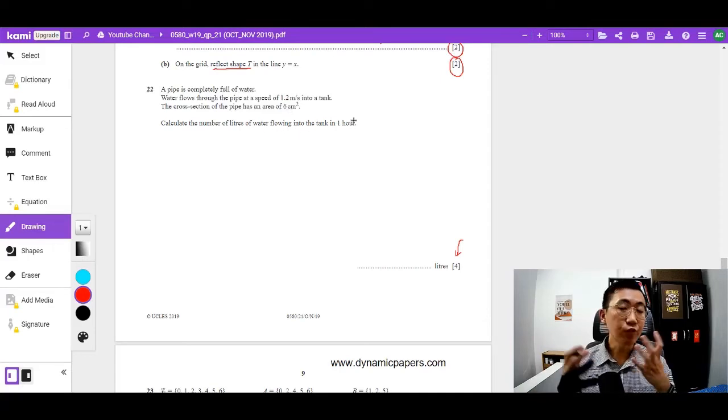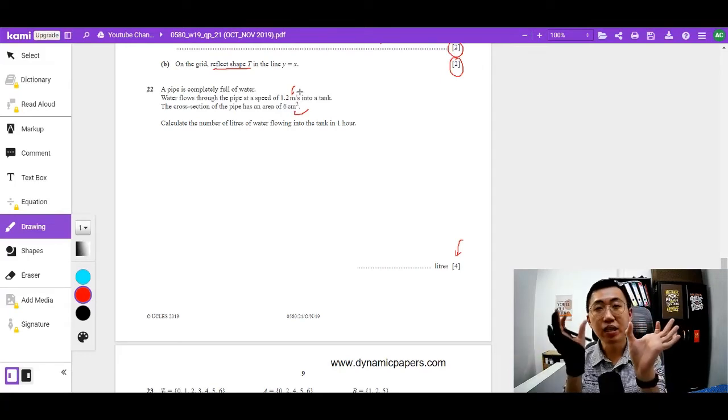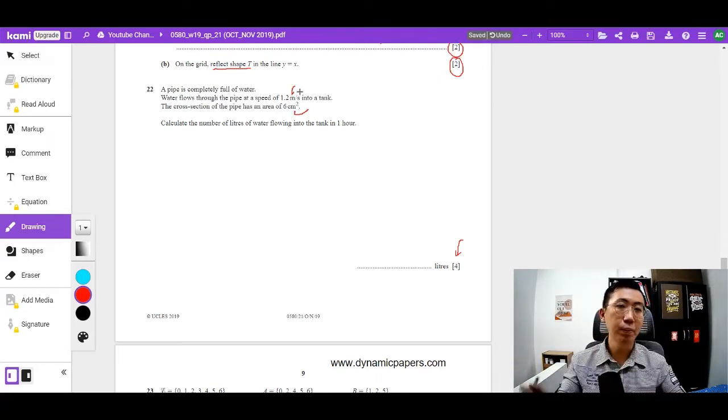Now, why is it difficult? It's because, let's look at the unit. Here you have meter per second and on the other side you have centimeter square. Definitely centimeter and meter are different units. You cannot multiply them, right?